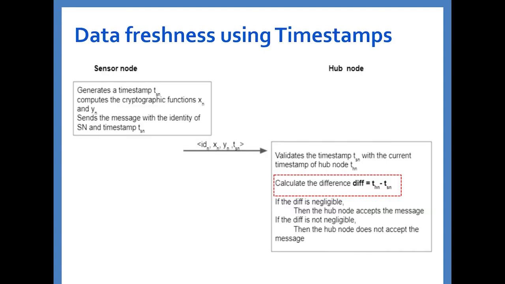Then data freshness using a timestamp. It is a mechanism in which timestamps are used to provide data freshness over the communication between tier 1, tier 2 or tier 3 communications. Here they generate the timestamps and the receiver node must check whether the current timestamp and the received timestamp are equivalent or the difference is negligible. If the difference is very negligible, then the message will be accepted, otherwise it is not.